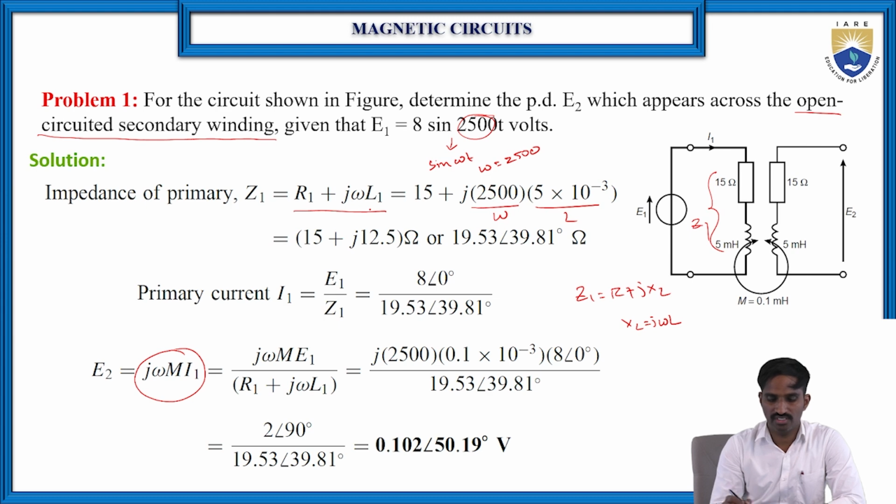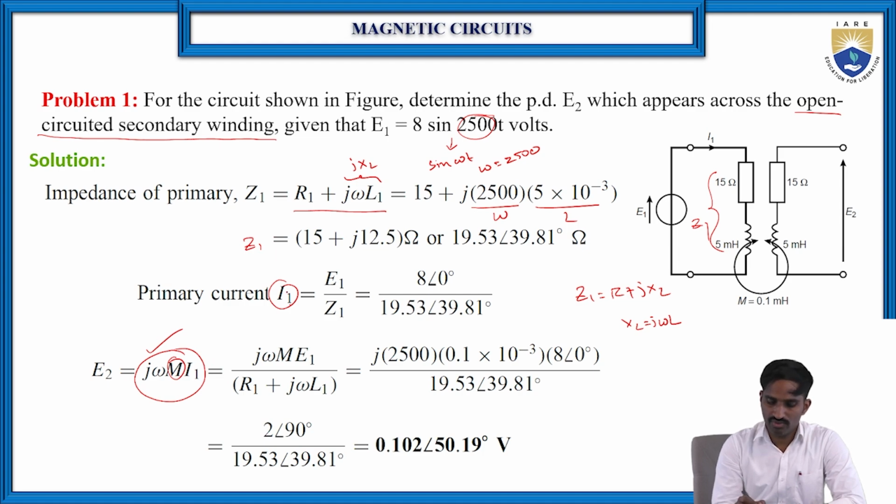So this is R plus j omega L1, where omega L1 is the inductive reactance XL. This is how we can find the Z1 value. Then I1 is equal to E1 by Z1. So you know the I1 value, you know the M value, and you know the omega value also. Directly you can substitute in this equation, and then you can find E2.